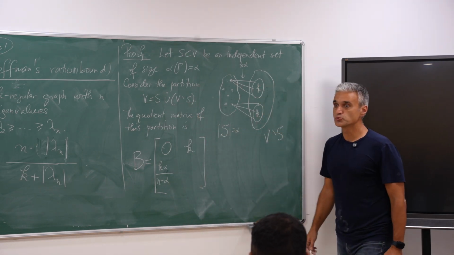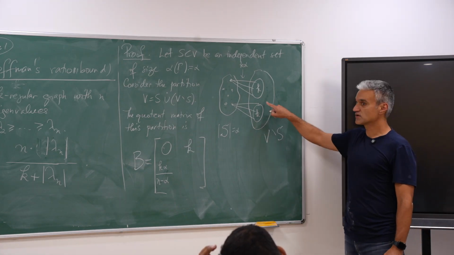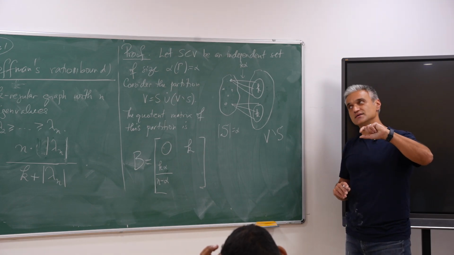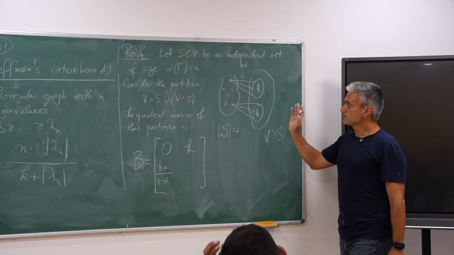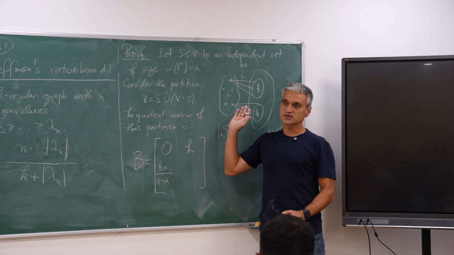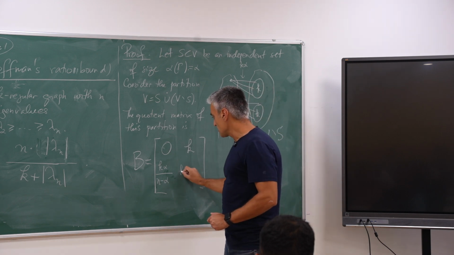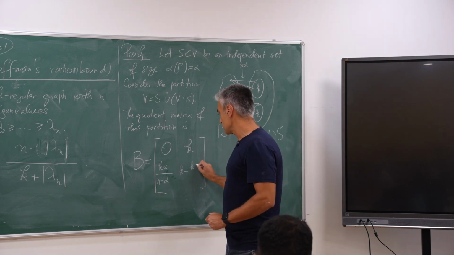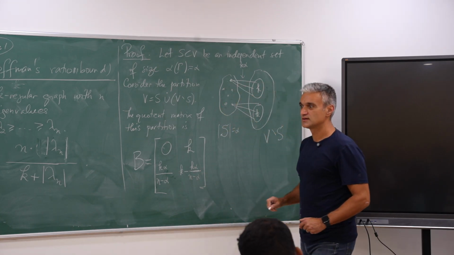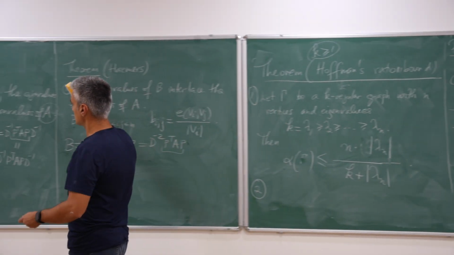I'm almost done. What about the entry 2, 2? Yeah, something like this. Because you know that you're losing k alpha, and the graph is k-regular, the entry here will actually be k minus this value, k minus k alpha divided by n minus alpha. Okay, let me do it separately.